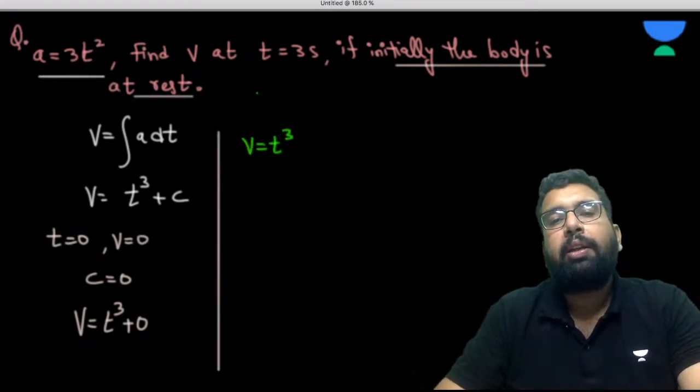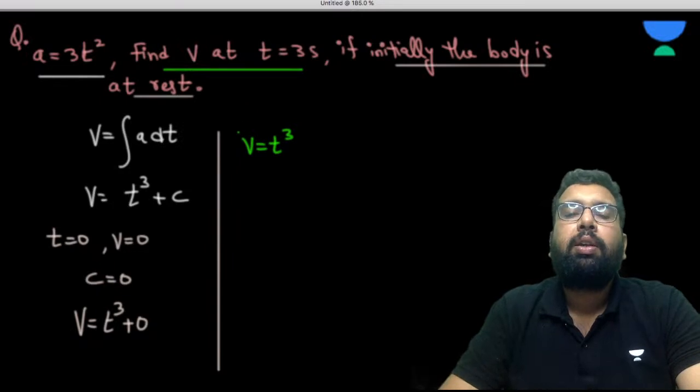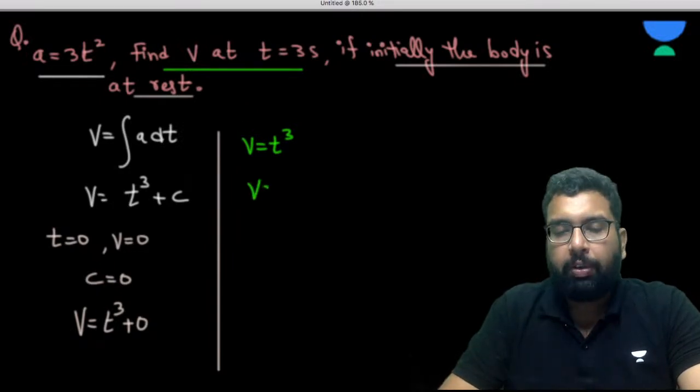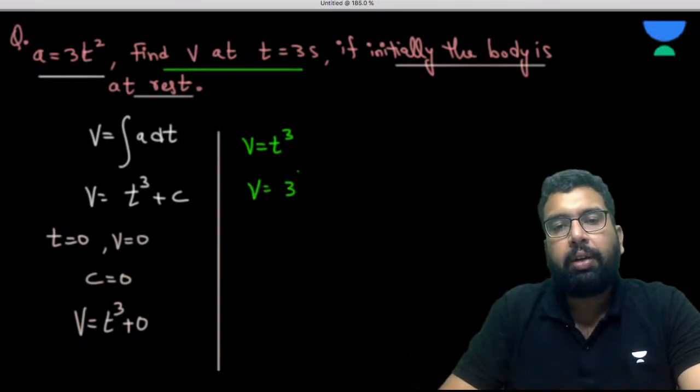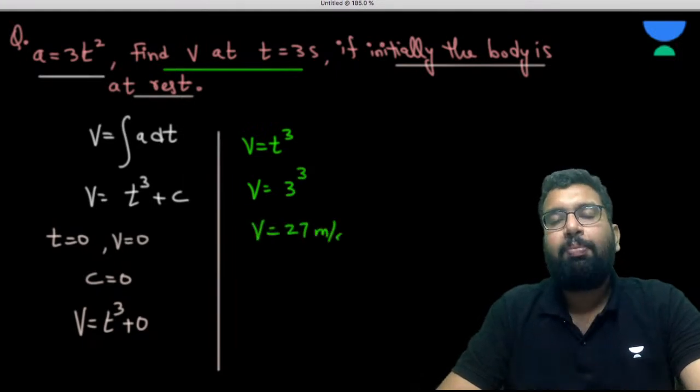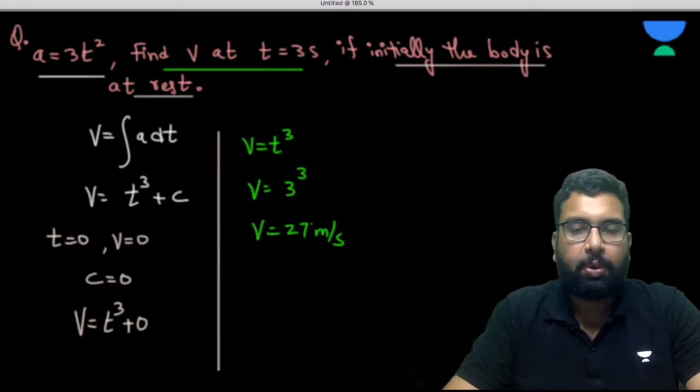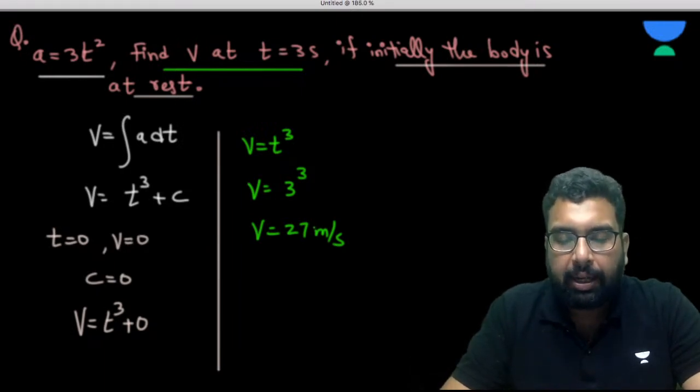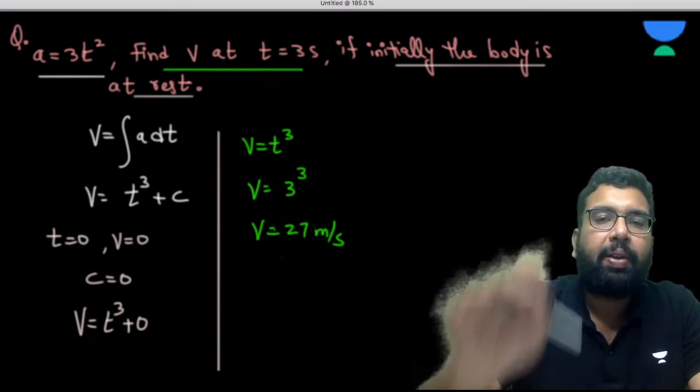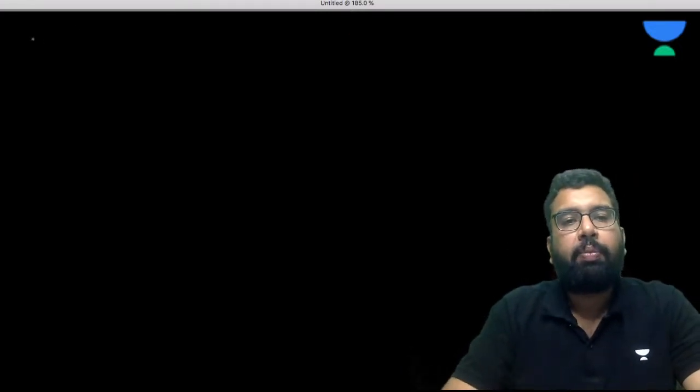Now they are asking you to find the velocity at t is equal to 3 seconds. So when we put 3 here, it will become 3 cube. So velocity will become 27 meter per second. I hope it is fine to everyone. Okay, now, moving further, let's have one more question.